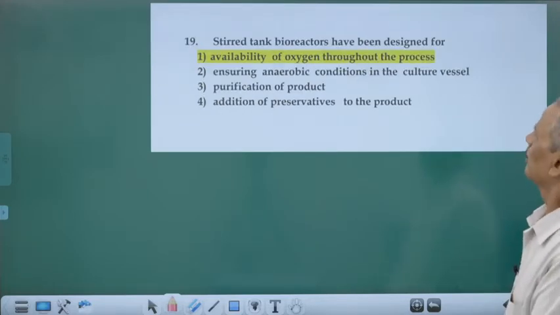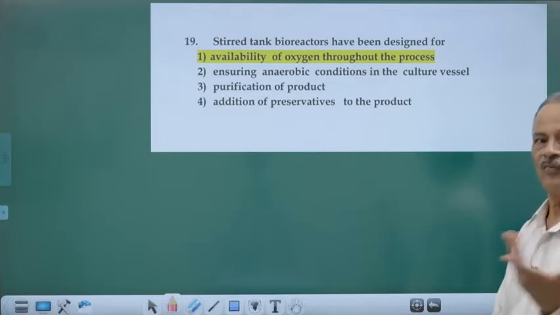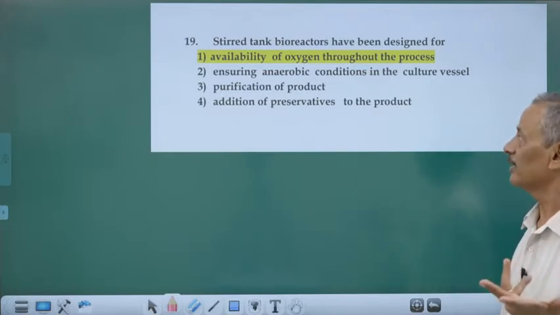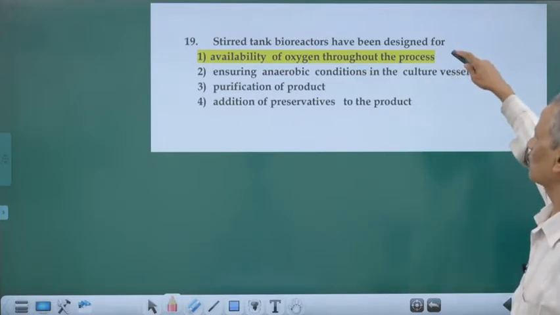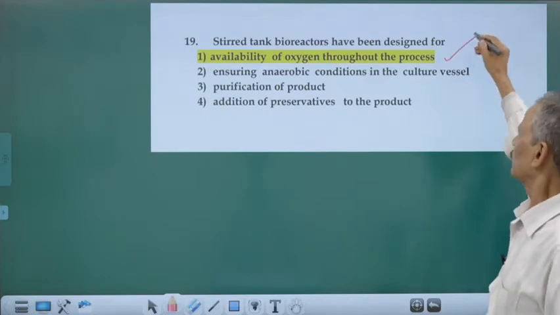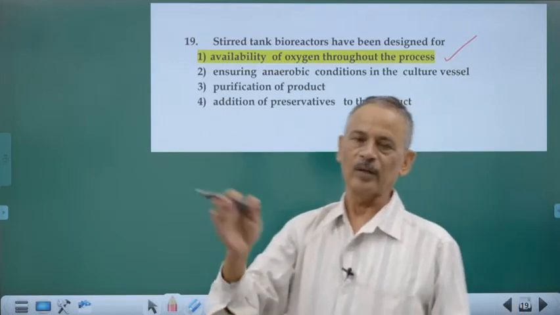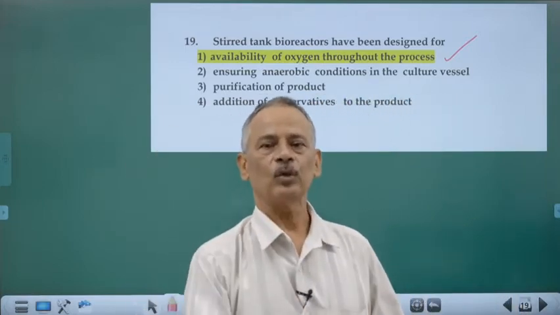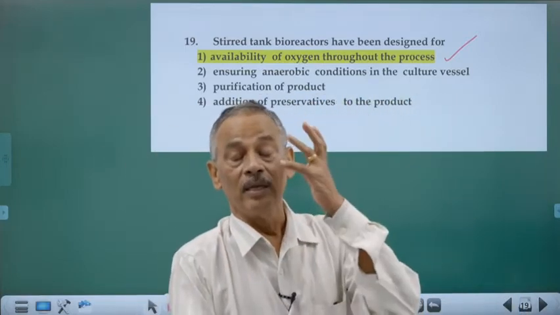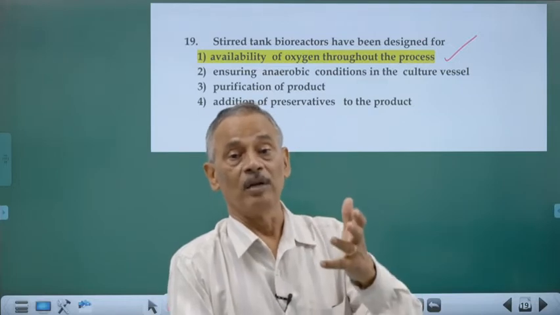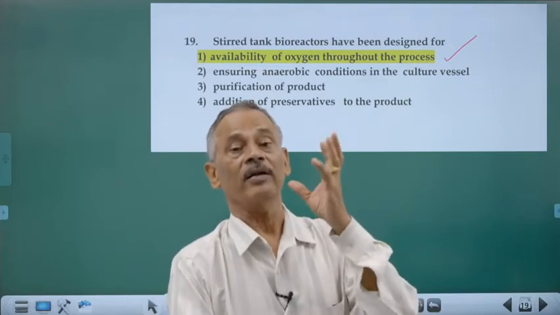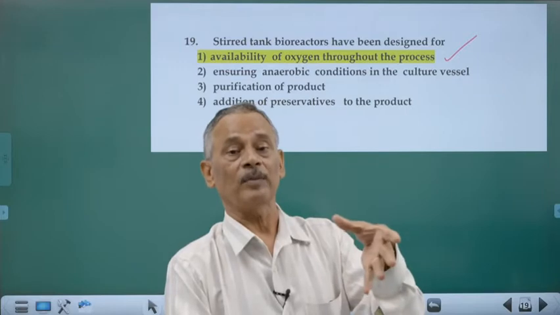Stirred tank bioreactors have been designed. We have seen that in an earlier question. Availability of oxygen throughout the process is why we have that system of stirring. Continuous stirring is required so that oxygen is available and all essentials reach every part of that bioreactor.